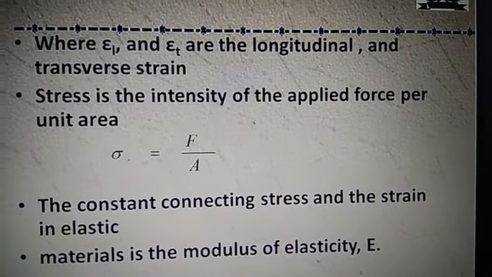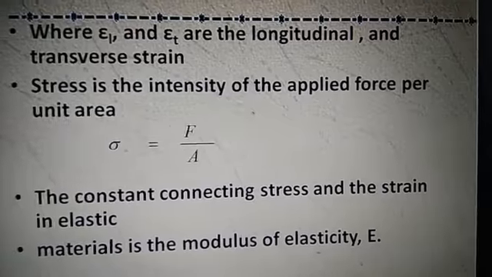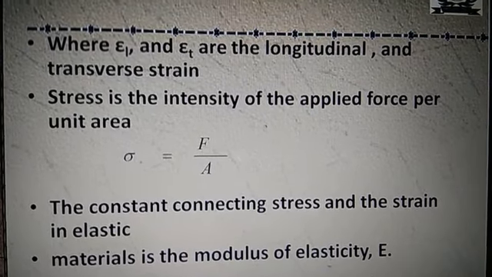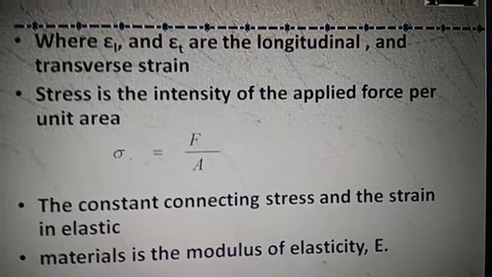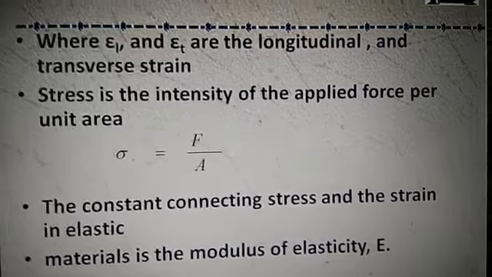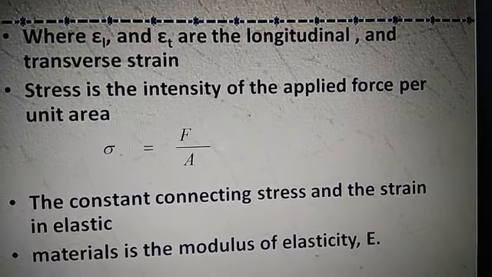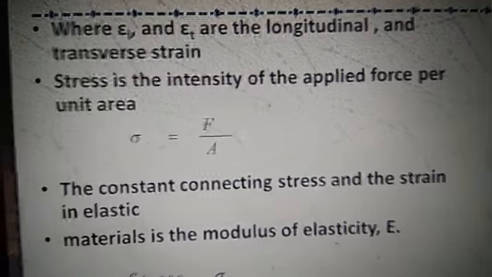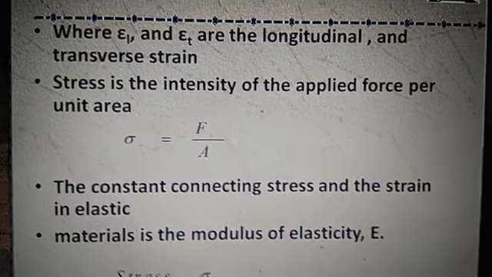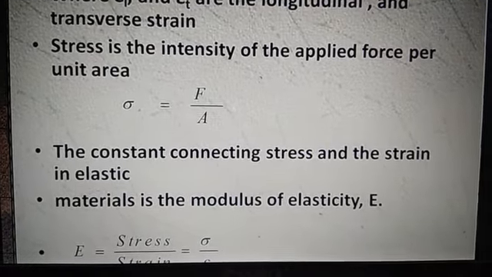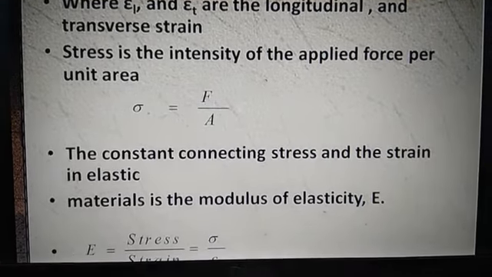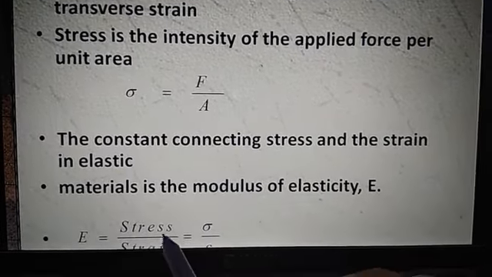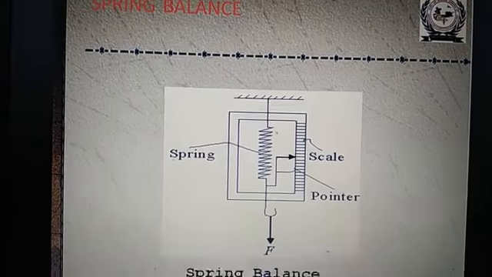Stress is the intensity of the applied force per unit area. So in the last video we have seen the strain, and that was a review of strain. Now it is stress. Stress is the intensity of applied force per unit area, and this is given by sigma is equal to F by A. The constant connecting stress and strain is called the modulus of elasticity, E, that is stress upon strain. This is the modulus of elasticity.